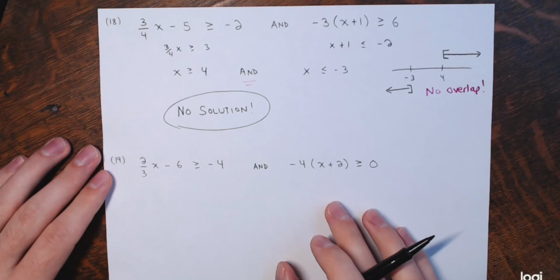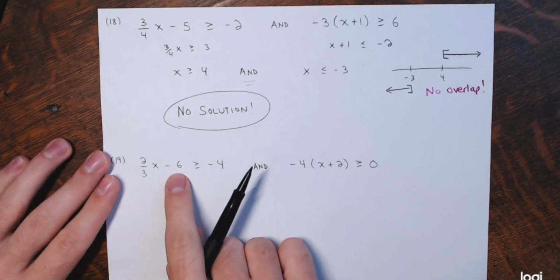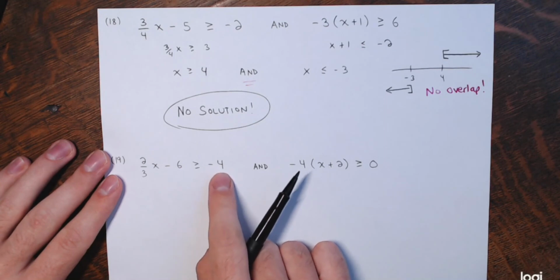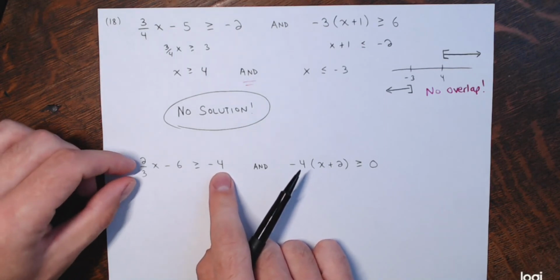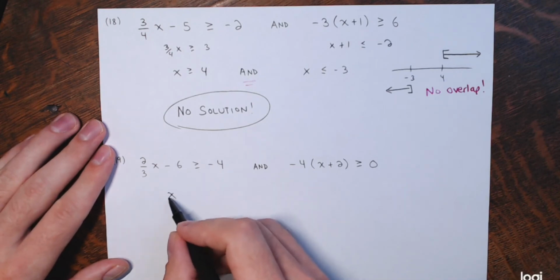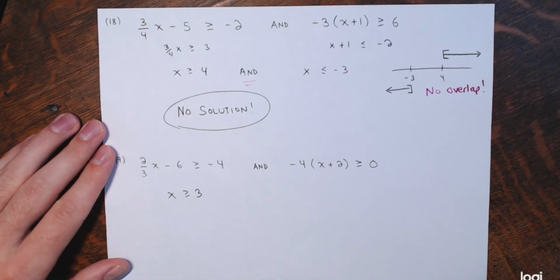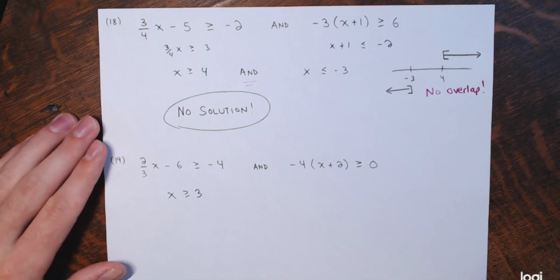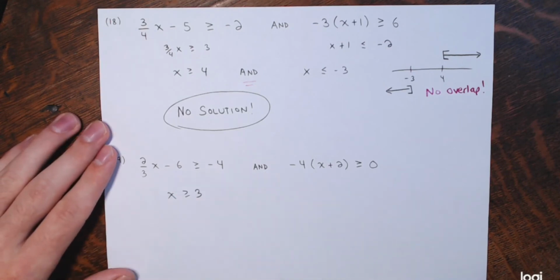Okay, 19. All right, so I would add 6. That would make positive 2 over here. Then to get rid of the fraction, I multiply by 3 halves. 2 times 3 halves would be 3. So I'd have x is greater than or equal to 3. Right, and at no point did I multiply or divide by a negative number, so that's why the inequality symbol didn't flip.